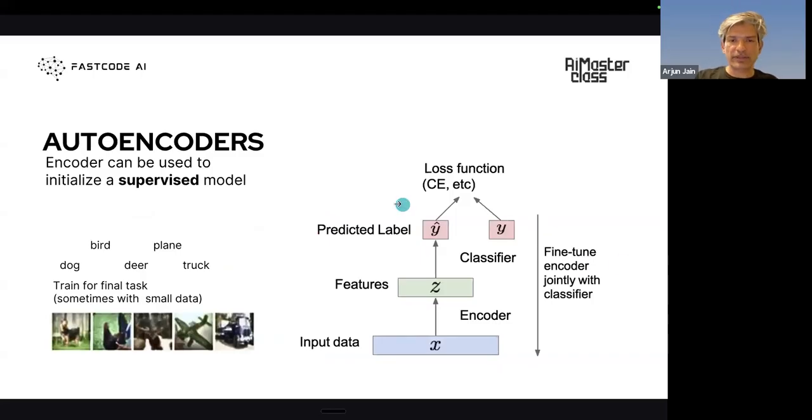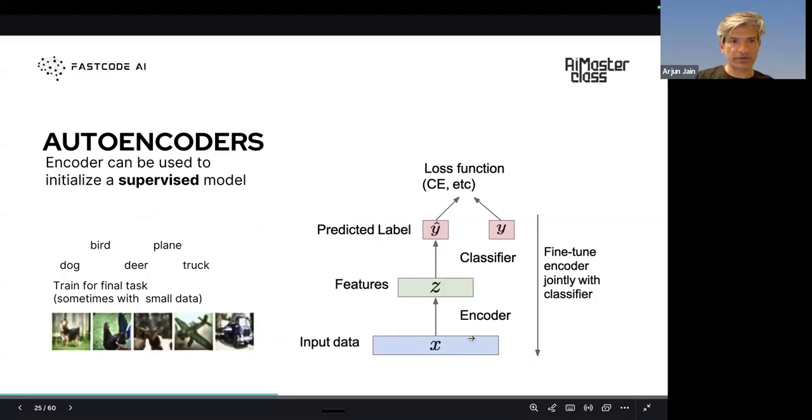And then, like I said, you can train a small classifier on top of that. And now this classifier will be much smaller because your Z is much smaller than your X, because that is what we started with.